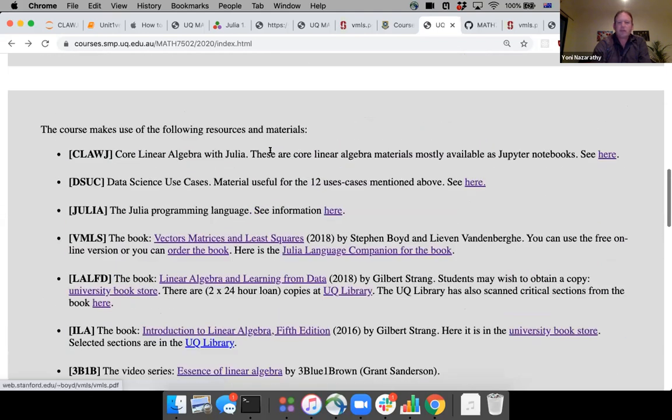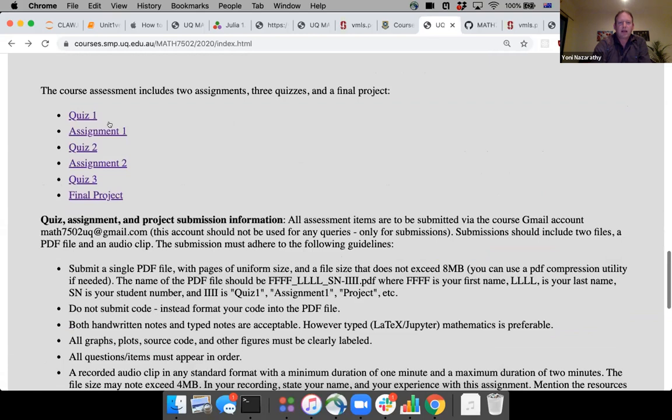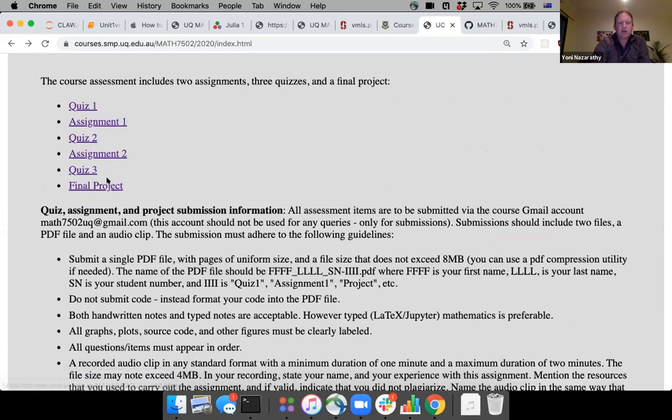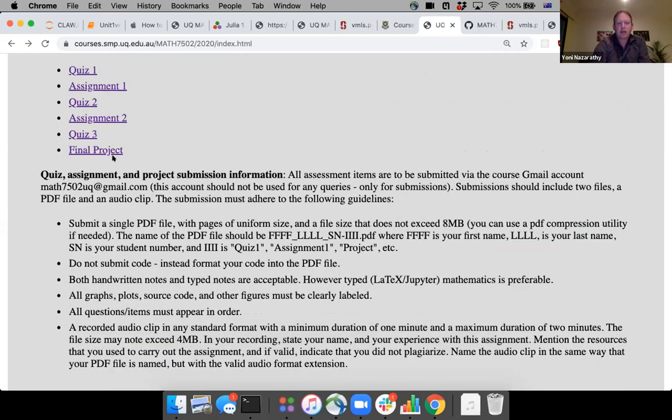Question about these materials? Okay, this is taking a bit of time. All right, these are links to these guys, which are not populated yet.